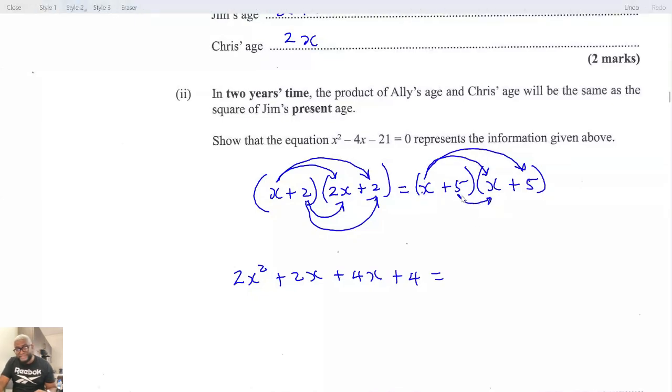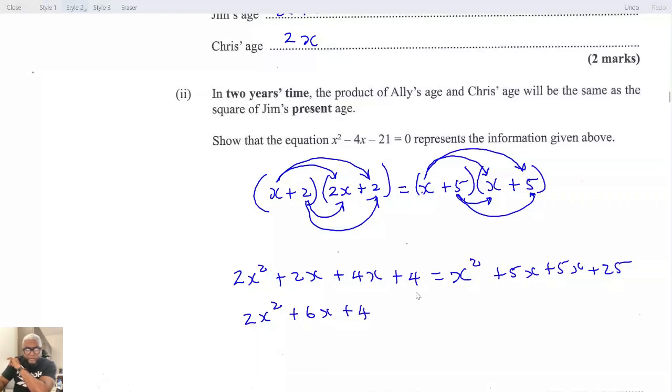This by this and this by this. Right? Good there? So x by x would be x squared, and then x by 5 would be 5x, then 5 by x would be 5x, and then 5 5s are 25. Right, so let me add up everything together. It'll be 2x squared plus 6x plus 4. Everybody good there? Yeah, add the x's together. Is equal to x squared plus 10x plus 25, right?